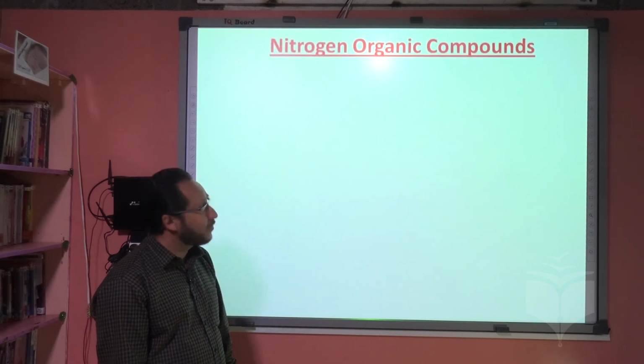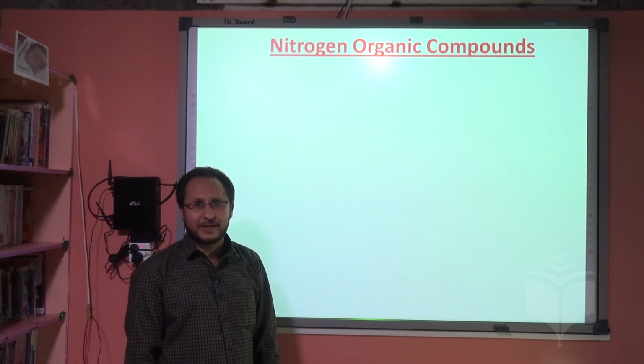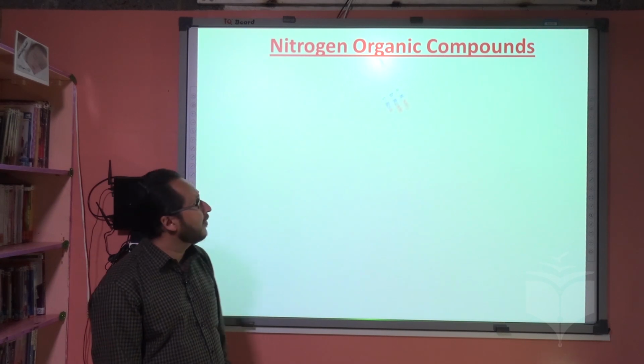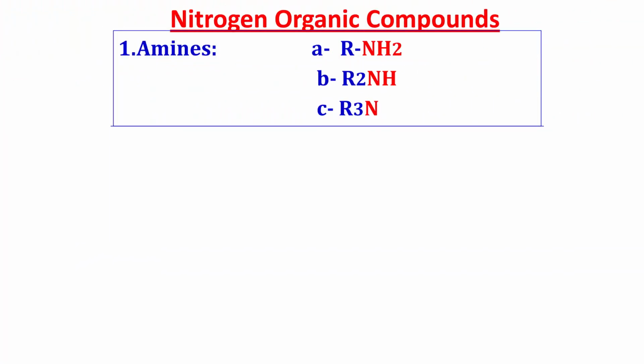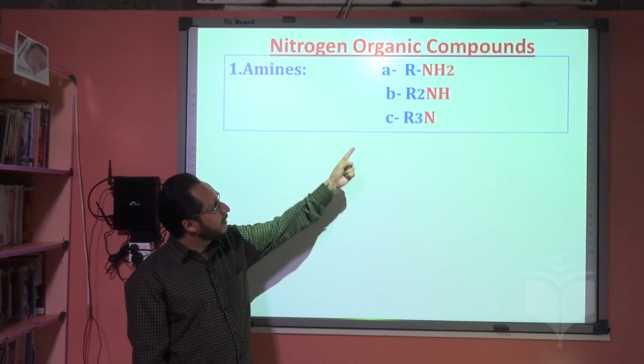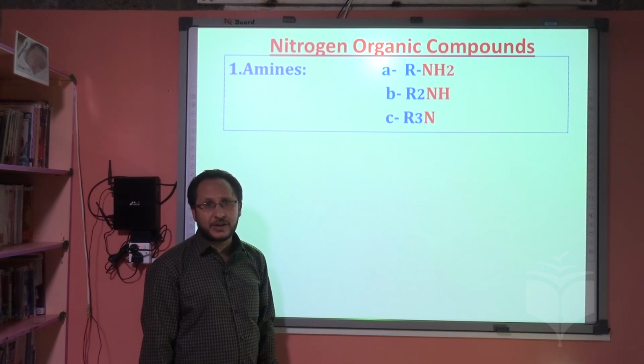Amines or nitrogen organic compounds can be classified into 4 classes. The first one, we call them amines. And in the amines, we have 3 types. The first one, RNH2, is primary amine. The second one, R2NH, is secondary amine. And the third one, R3N, is tertiary amine.